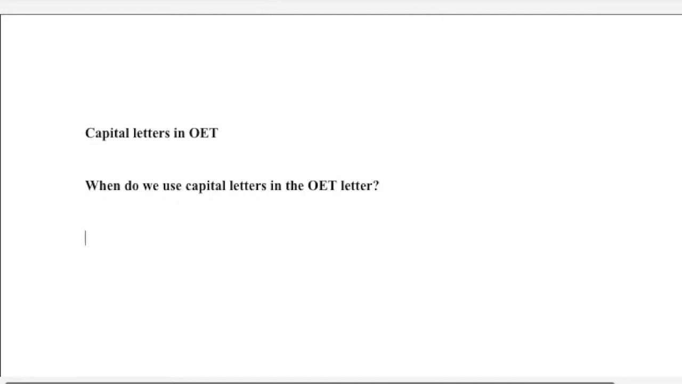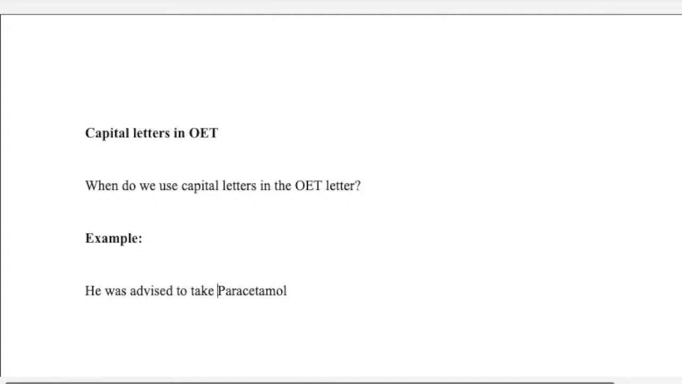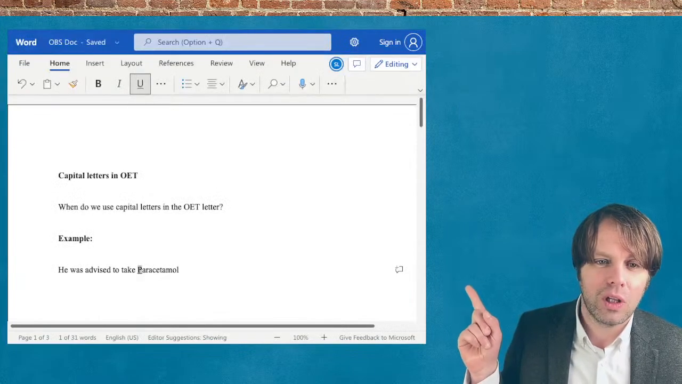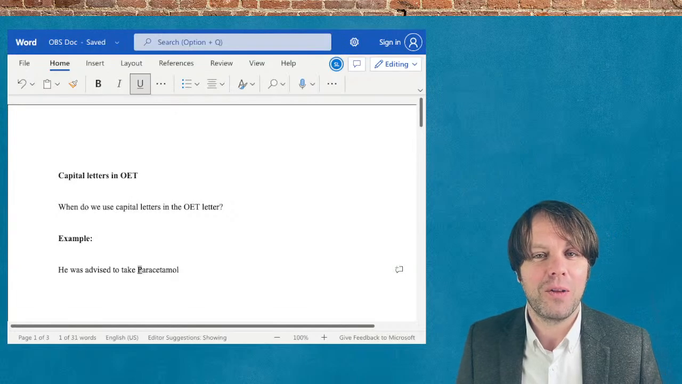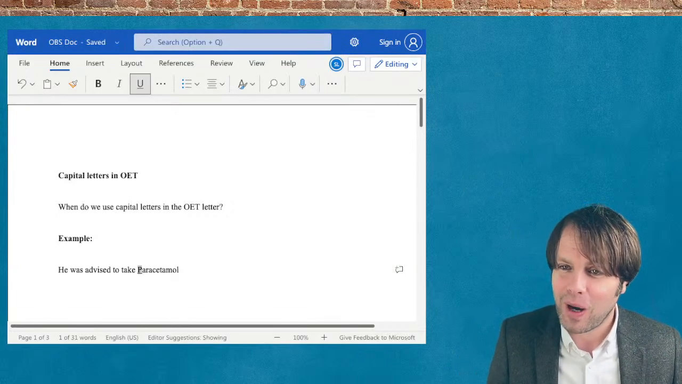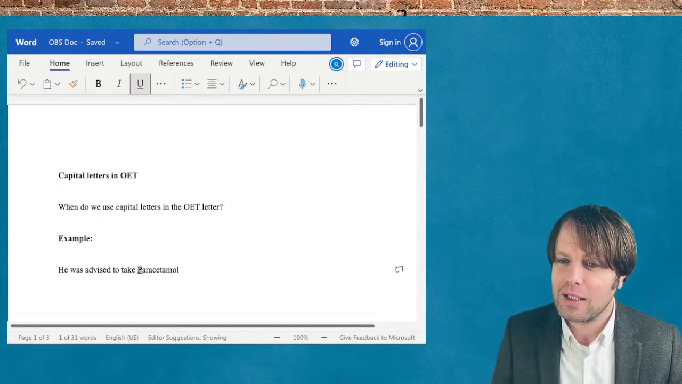Let's have an example. Paracetamol. Imagine you're writing, he was advised to take paracetamol. Should it be capital or should this be lowercase? What do you guys think? Capital or lowercase in this case of paracetamol? Some people say paracetamol, some people say paracetamol. I don't know why. Two different pronunciations, both are correct.